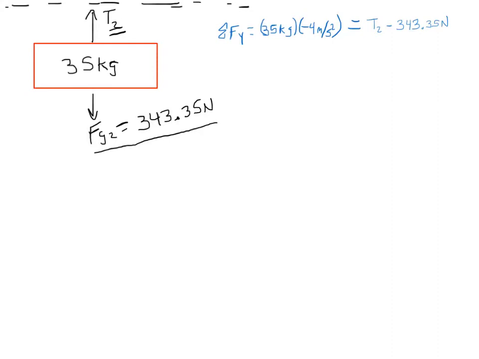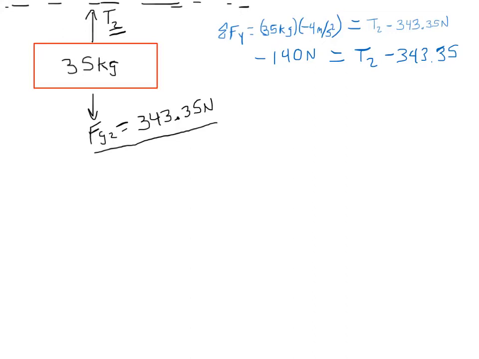So 35 times negative 4 meters per second squared will equal the tension minus 343, because the gravity is pointing down. So we calculate this and we get 35 times negative 4 gives us about negative 140. So we have negative 140 newtons is going to equal T2 minus 343.35 newtons.